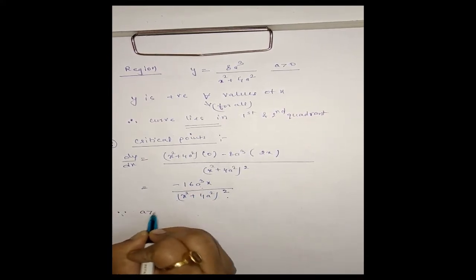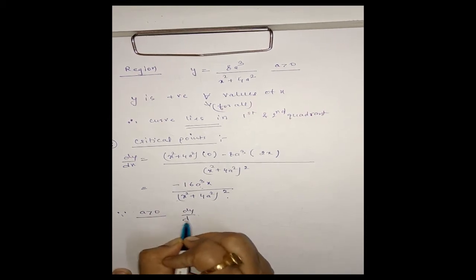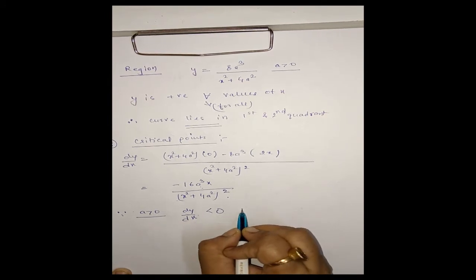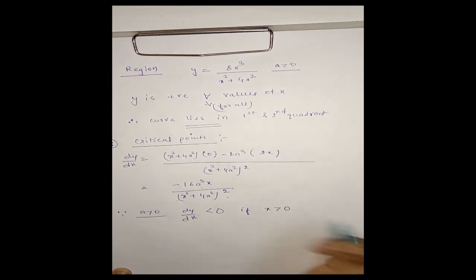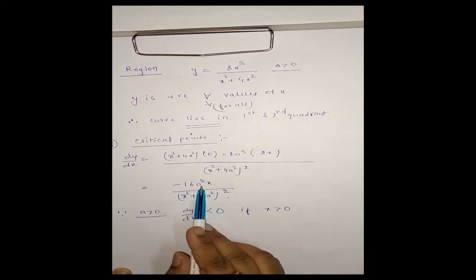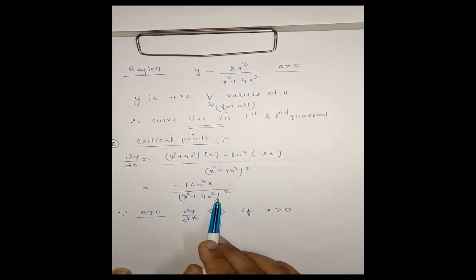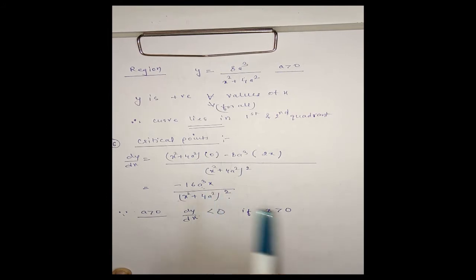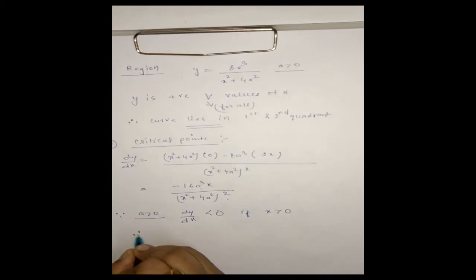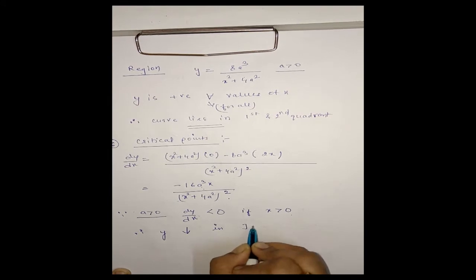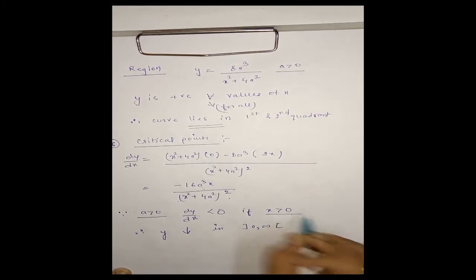Since a is positive, that is given to us, dy/dx is less than 0 if x is positive. Here we have a minus sign outside, a is positive, a cube is positive, and the denominator is positive. So the sign of dy/dx will depend on x only. Therefore, y is strictly decreasing in the interval (0, infinity) when x is positive.